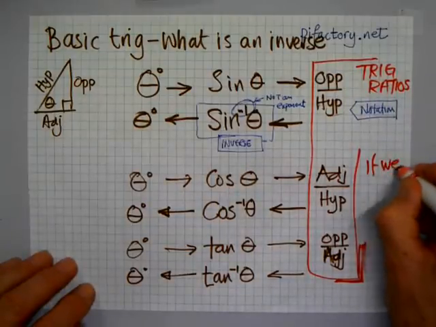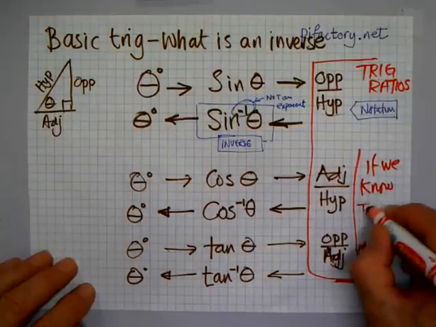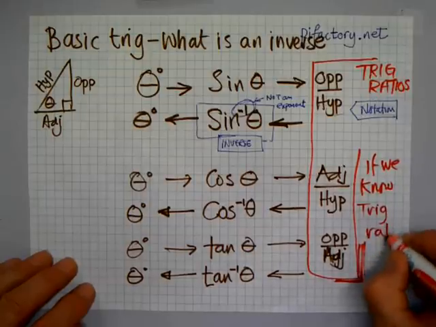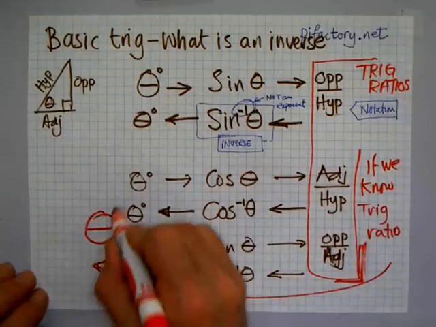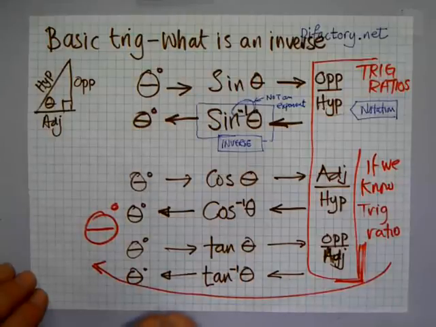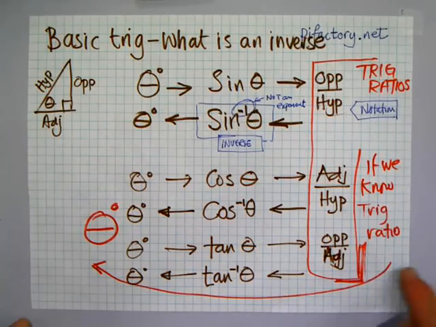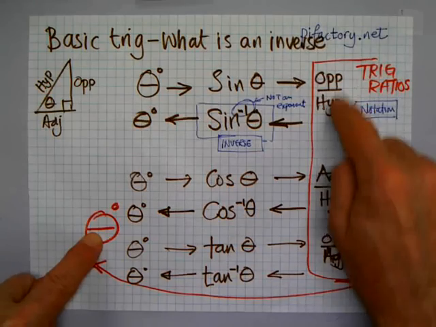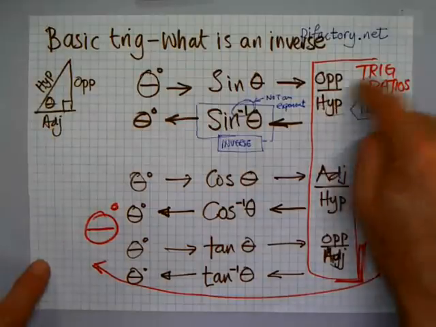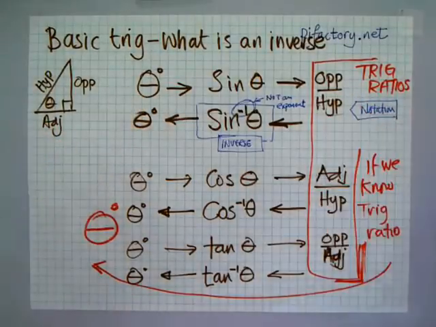If we know the trig ratio, then we can come back and we can get theta. That's what it does. That's the way the inverse works. So it allows us to find the angle if we know the sides. If we know the measurement of these sides, we know the trig ratio, we can then find the angle.